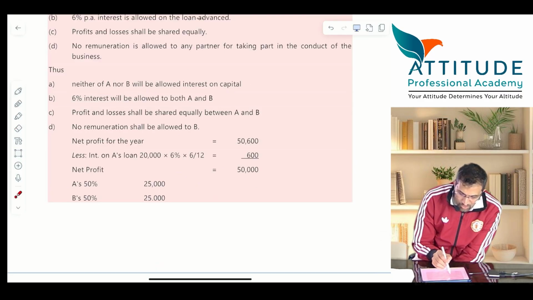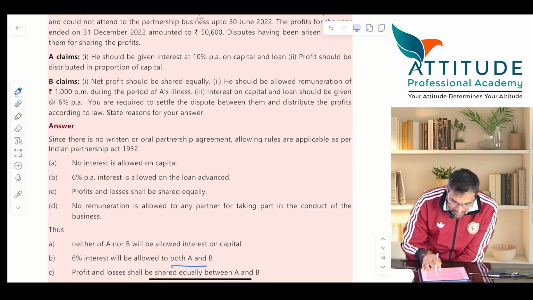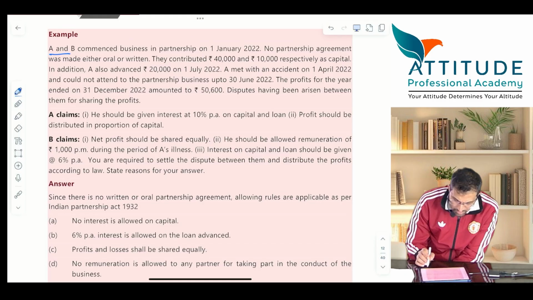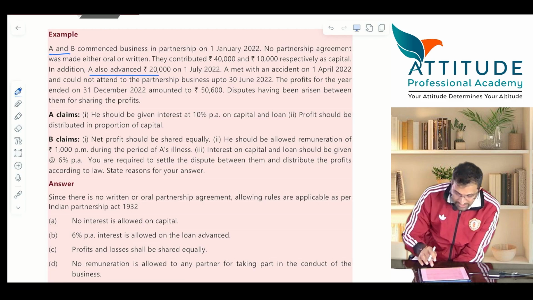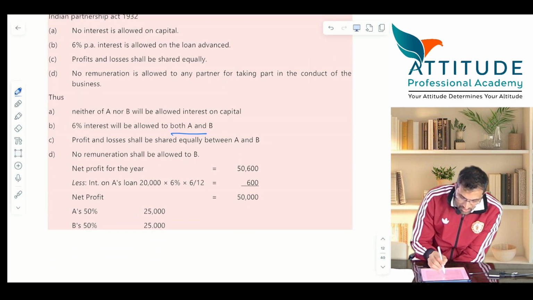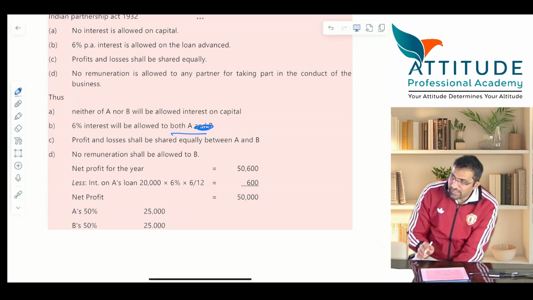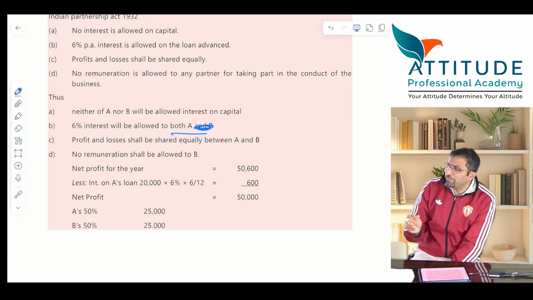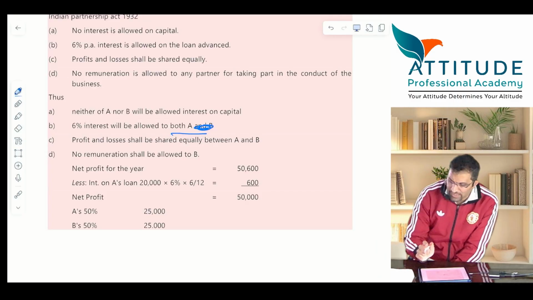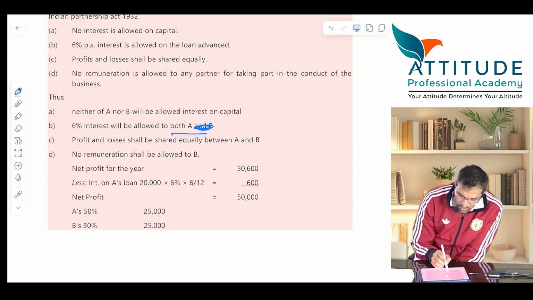6% interest will be allowed to A and B. How much has each given? Both have given 20,000. No, only this fellow has given. A has given, correct, so only A will get. That was slightly wrong. Interest is allowed to A because A has given. In this sum B has not given, so he will not get interest. If B has given a loan, then he will also get the interest. Then profits and losses should be shared equally. Yes. No remuneration to B.